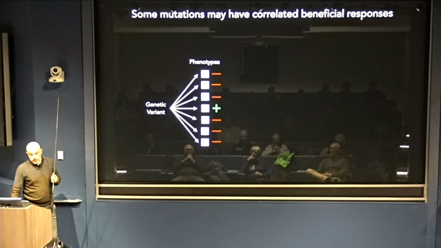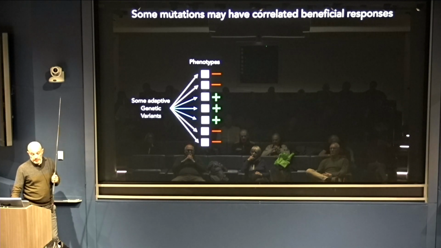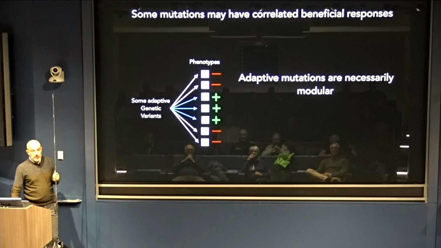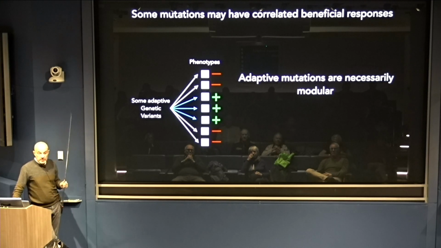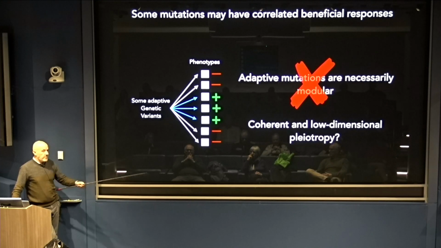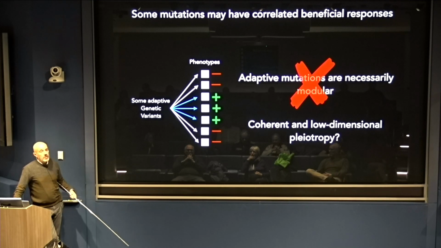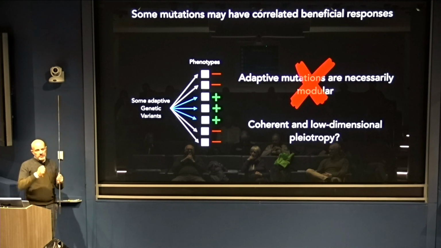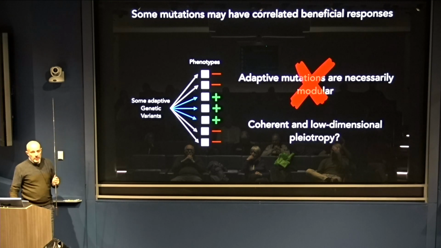So if we ask the question, do you have to be modular? No. The adaptive mutations are not necessarily modular. And in fact, in some cases, you can have coherent pleiotropy that is in some way low dimensional. You shift something that can at once move multiple traits, but you're not moving them randomly. You're moving them in a sensible way. You're improving both of them.